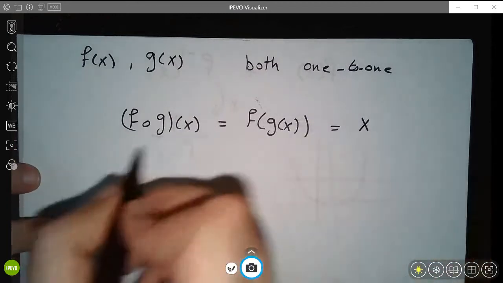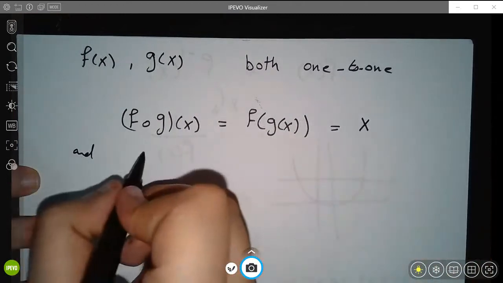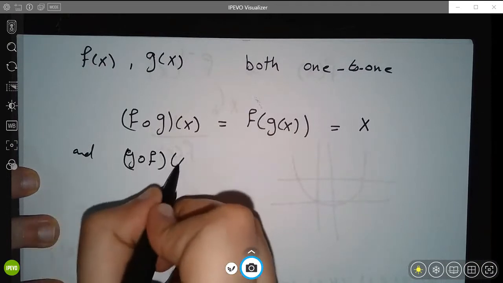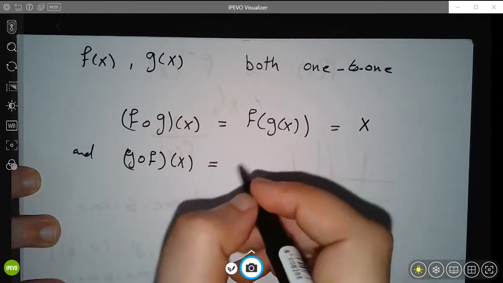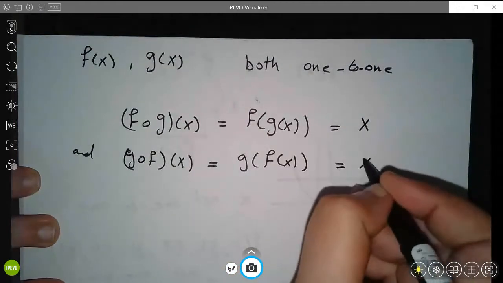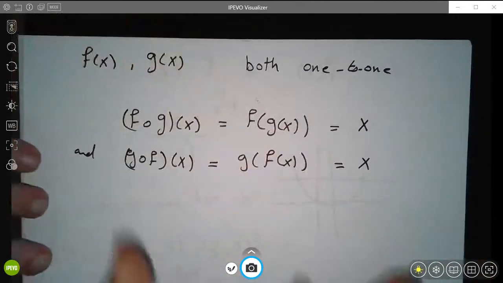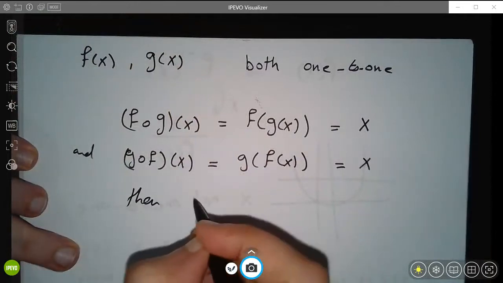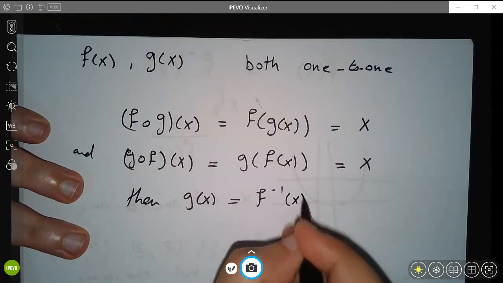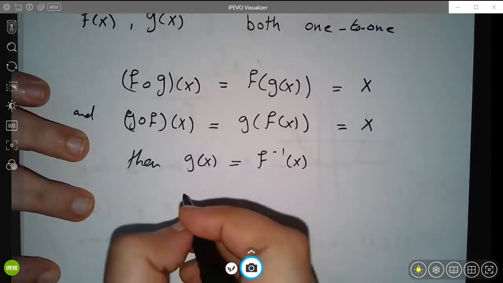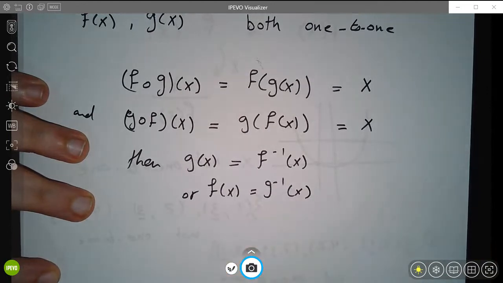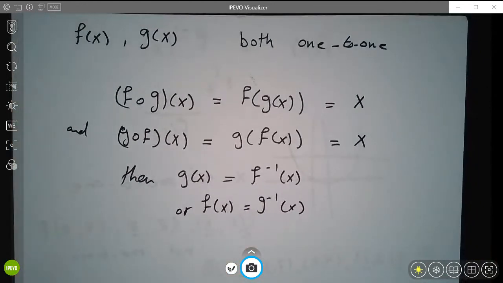yes? And because both have to be true, if you plug f of x inside g of x, that means it's g of f of x, like this, and the result is still x, so they still cancel out, still gives you x, then that means g of x equals f inverse of x, or f of x equals g inverse of x, whichever one you choose. But that means that these two functions are inverses of each other.